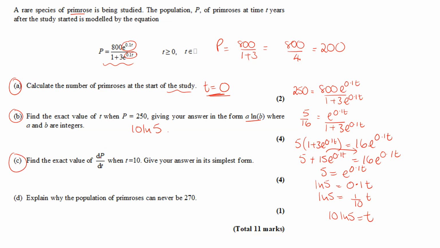Part C, find the exact value of dP by dt when t is equal to 10. So we need to use the quotient rule. Can I rub all this off? Make some more room.